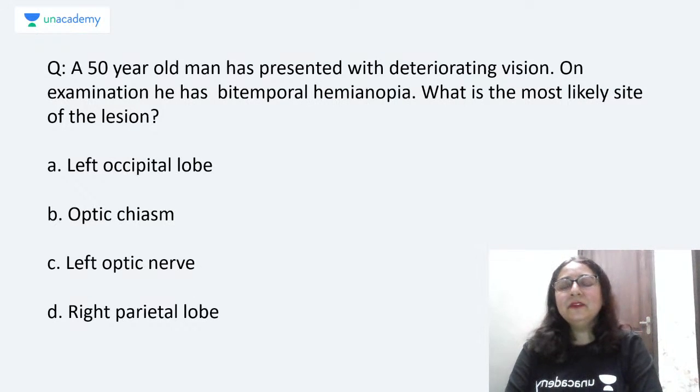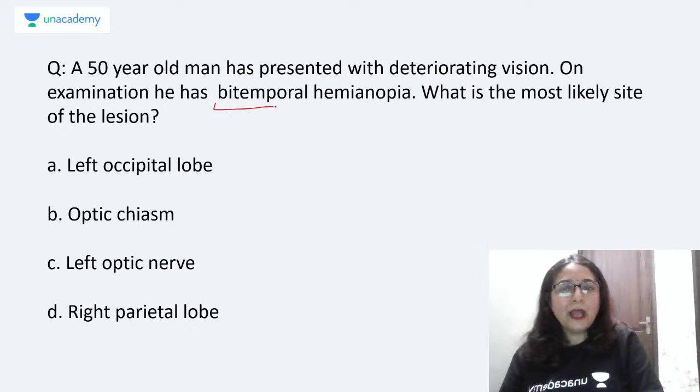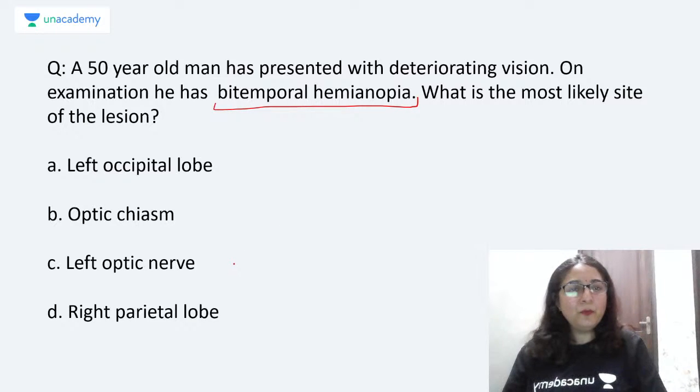Okay, coming to the first MCQ. A 50-year-old man has presented with deteriorating vision. On examination, he has bitemporal hemianopia. What is the most likely site of lesion? Left occipital lobe lesion, optic chiasma, left optic nerve lesion, or right parietal lobe?